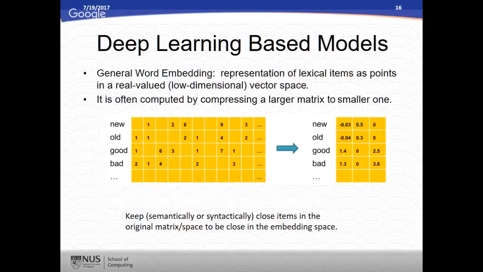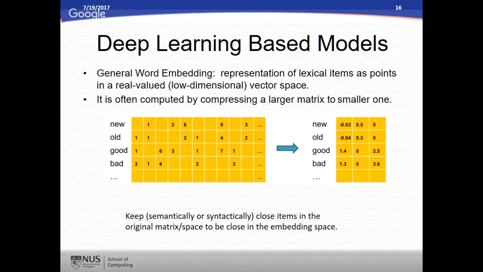Now I'm going to talk about some of the deep learning methods. I think the previous talk already introduced you to word embeddings. In deep learning, you have to convert all the words to embedding space so that the hidden layers can work upon them. They cannot directly understand the individual words. So what is word embedding? Word embedding is basically a representation of all the lexical items or words in some low-dimensional vector space.